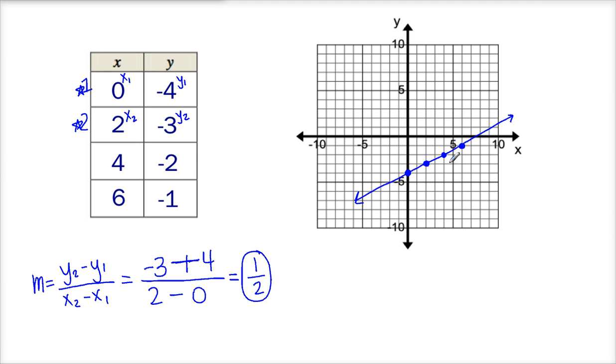Now if you wanted to check your answer with a graph, that might be a good idea. Remember to use the graph we do rise over run. So if I choose these 2 points, here's my triangle. The rise is a +1, the run is a +2. So checking my answer, looks like I got it right. The slope of the line that's represented in this table is 1/2.